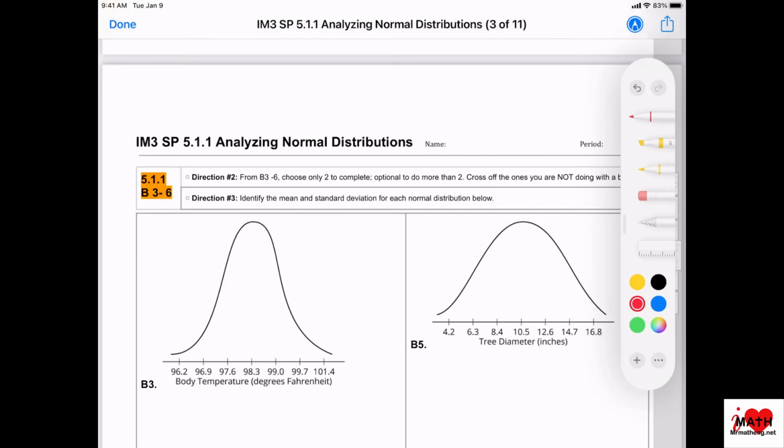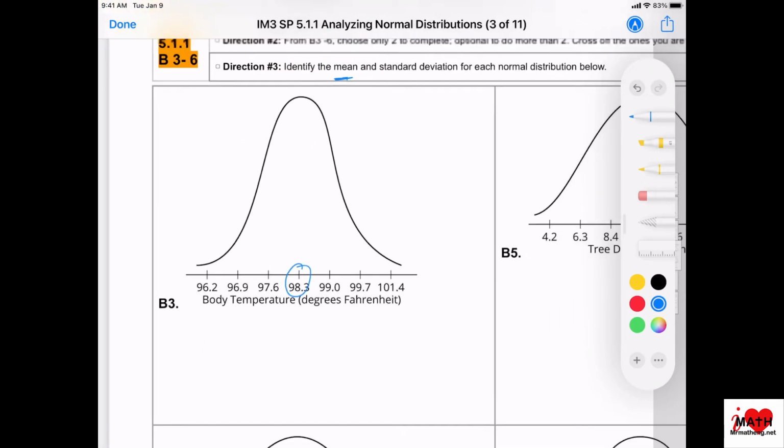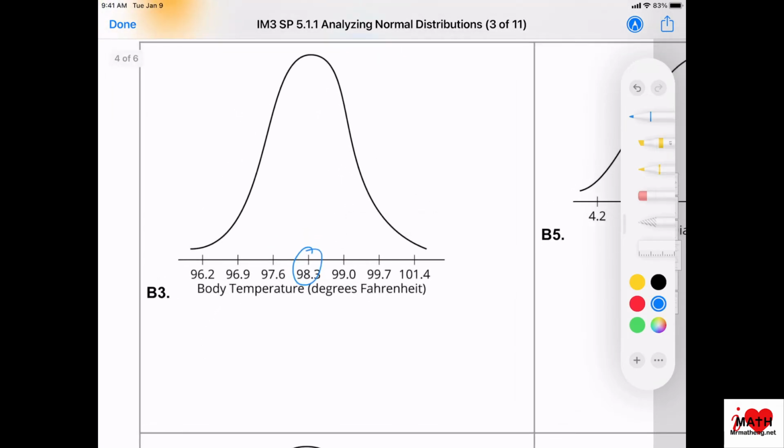B3, we just need to find the mean, or identify it. So the mean is a measure of center. Look at here, right in the middle, or center. This doesn't always happen, but it happens with a normal distribution graph. This one right above. So our mean is 98.3.